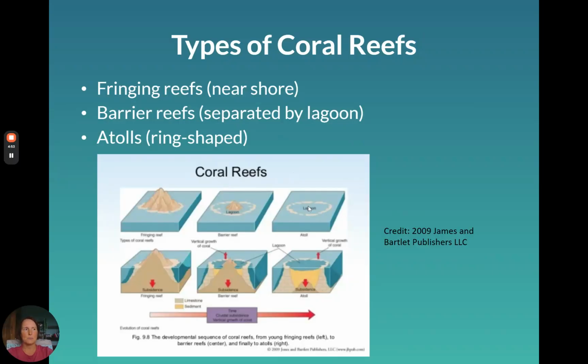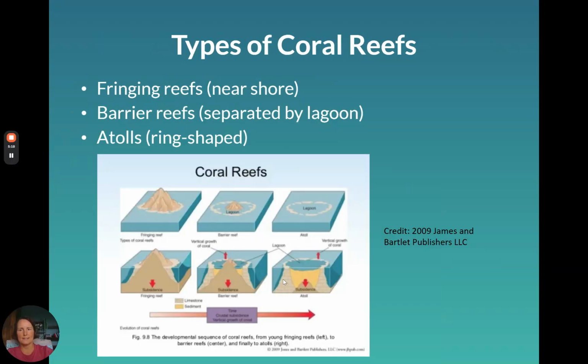And this is interesting because this is a time thing. Most reefs start off as fringing reefs, become barrier reefs over millions of years, and then eventually form into atolls. So a volcanic island forms, coral grows around it, and then over time the island subsides, and then the reef continues growing upward into an atoll.